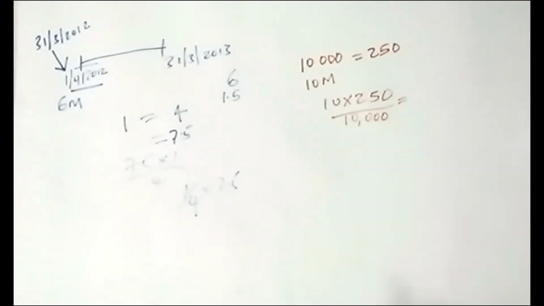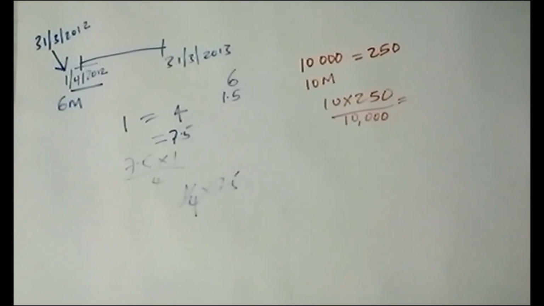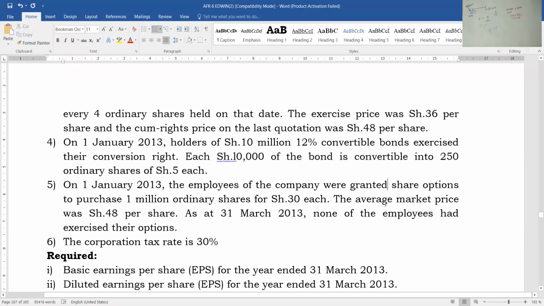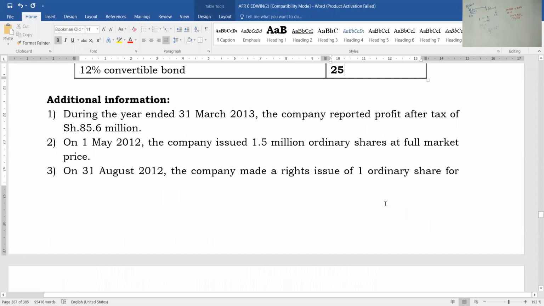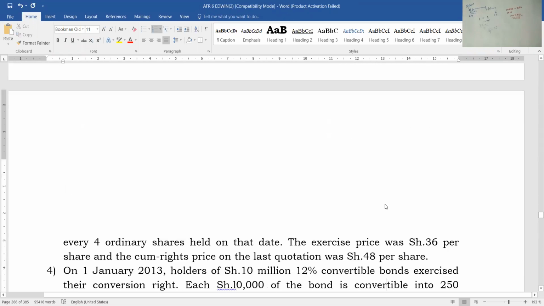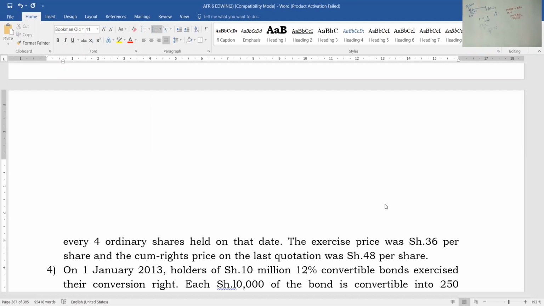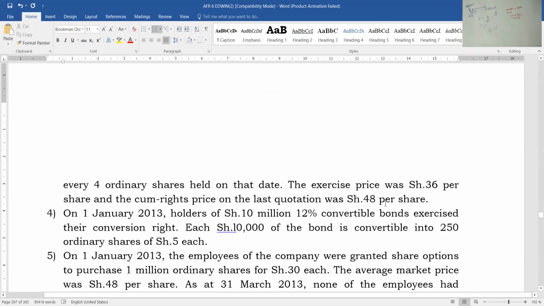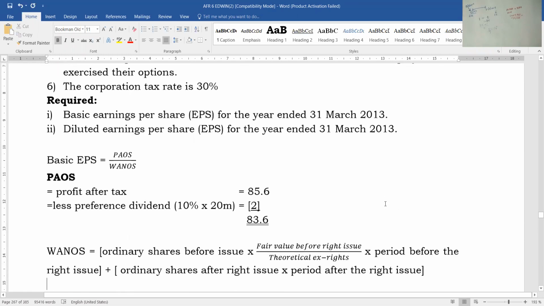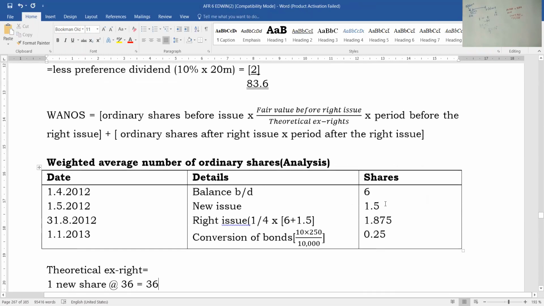So that is the model they were using. So I have to reduce the 10 million to 10 because it was just in terms of millions. It was in terms of millions because the 25, you can see even up there, it was in terms of millions. So you take 10 times 250 divided by 10,000. What are you getting? 0.25. That is fine. So that is what they arrived at here.